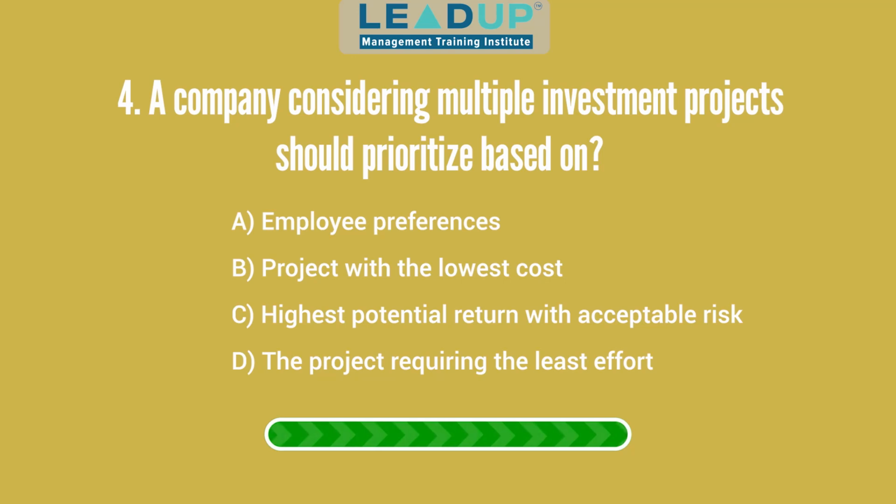Question 4. A company considering multiple investment projects should prioritize based on A. Employee preferences. B. Project with the lowest cost. C. Highest potential return with acceptable risk. And D. The project requiring the least effort. Answer: highest potential return with acceptable risk.